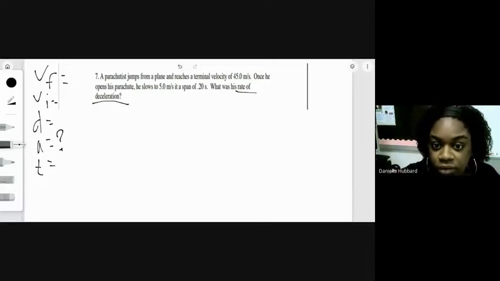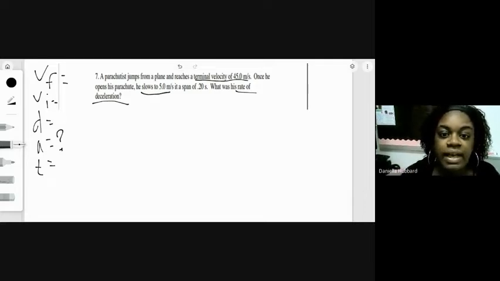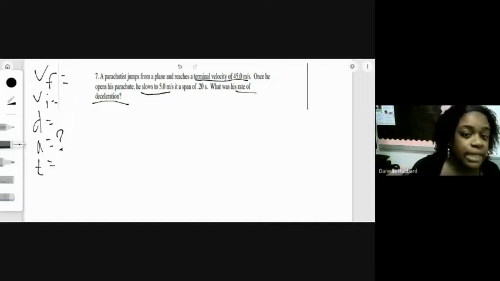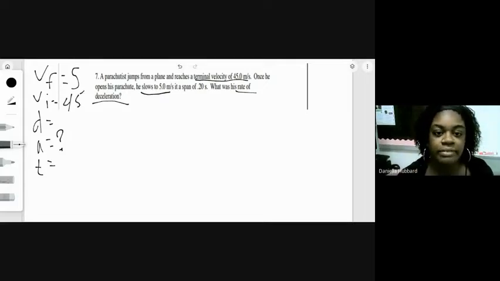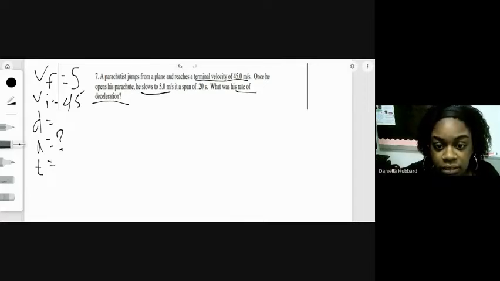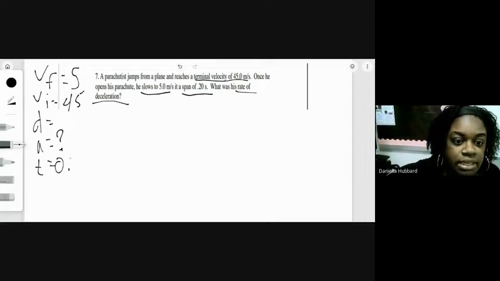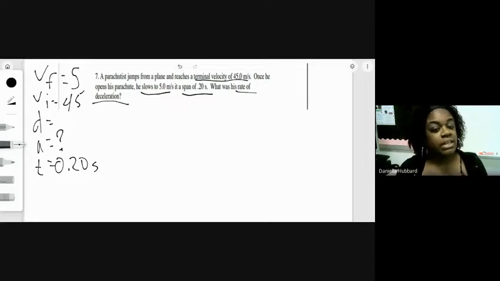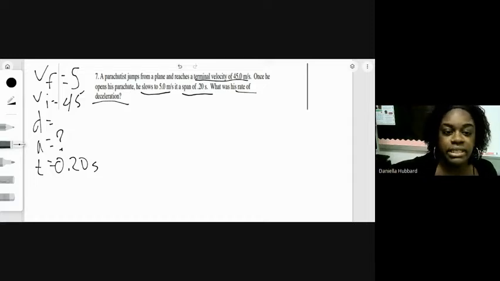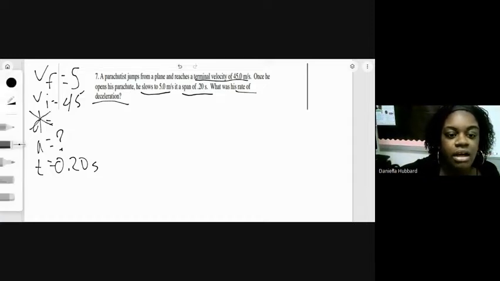How do we know that? Well, he reached a velocity of 45 and then he slowed down to 5 meters per second. So since he slowed down, that means the 5 is the final velocity and the initial in this case is 45. They also give us the time, which is 0.2 seconds. Okay, so we have final velocity, we have initial velocity, we have our time, and they're asking for acceleration. So as you can see, distance is not considered at all.